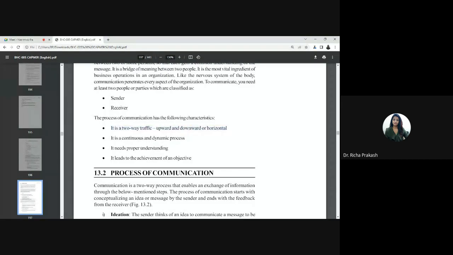Horizontal bhi hota hai, of course. It is continuous and dynamic. It has to be continuous. I mean, once you stop, the whole communication ka essence khatam ho jayega.